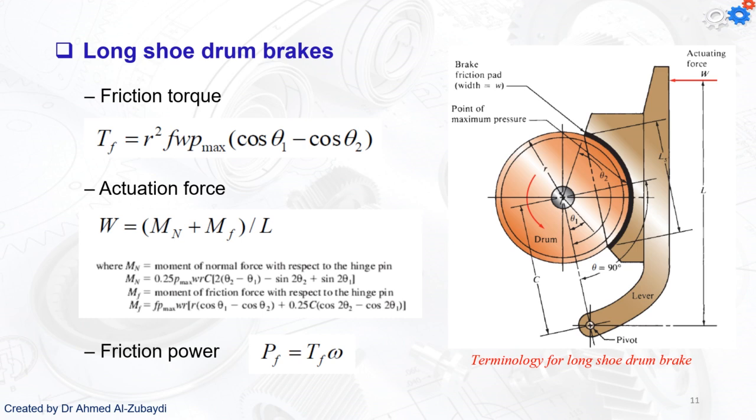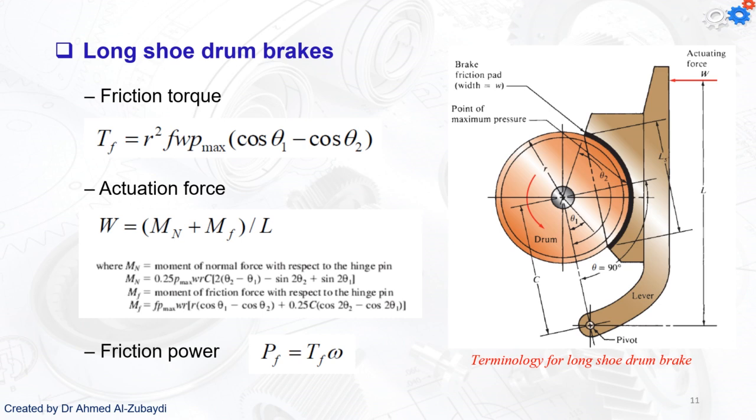Now, for the long shoe, it's not going to be much different once again. It's only about the change in calculating the torques. For the long shoe drum brakes, you can see that the contact area between the brake and the disc is going to be longer, and thus the area is going to be higher. The width is also taken into consideration to calculate the area. So we start first by calculating the friction torque. Friction torque is going to be R squared multiplied by the coefficient of friction, multiplied by W, P maximum, multiplied by the cosine of theta 1 minus the cosine of theta 2.